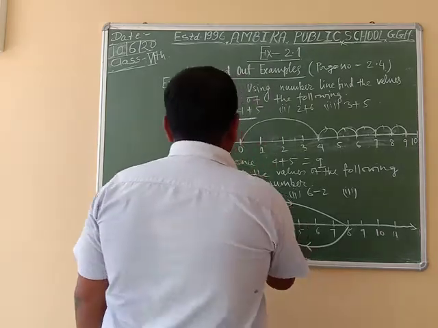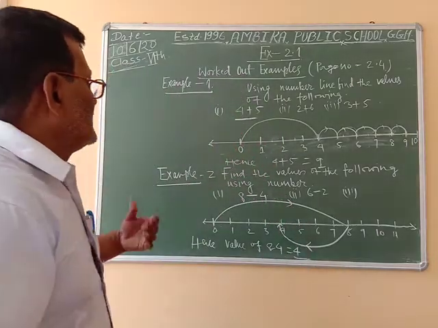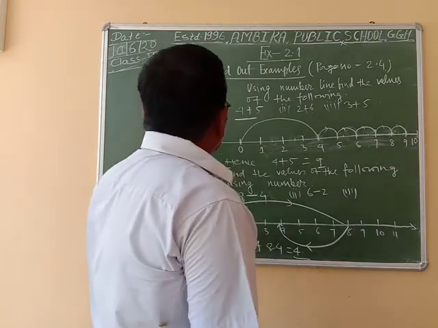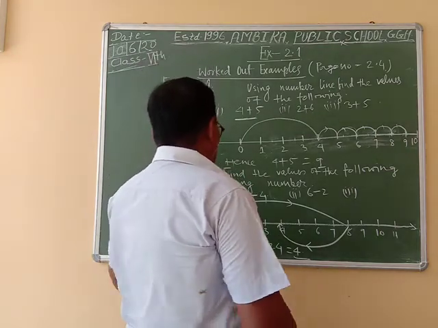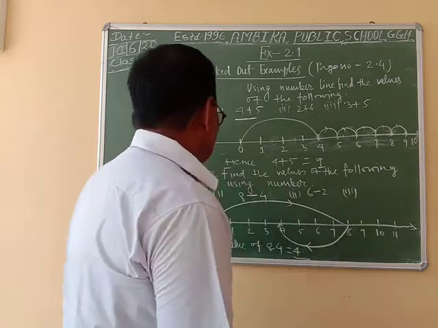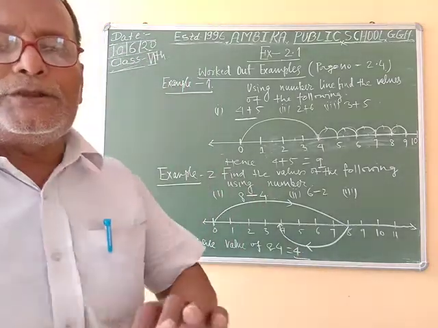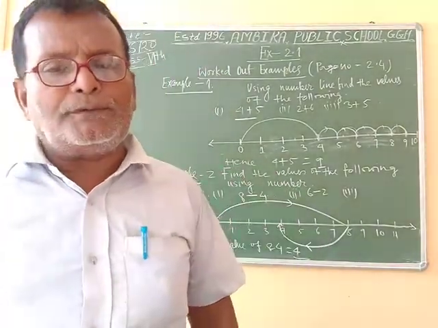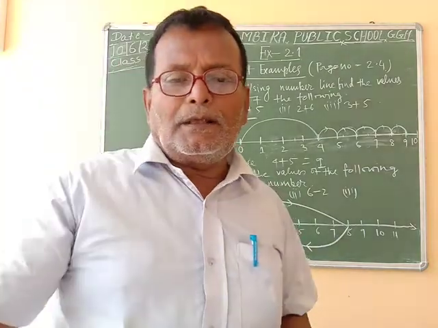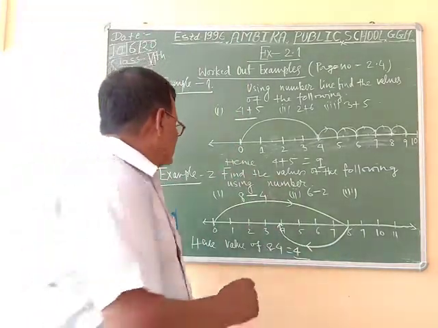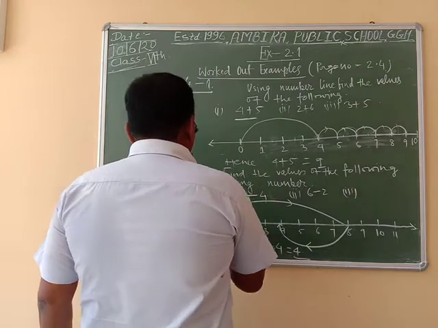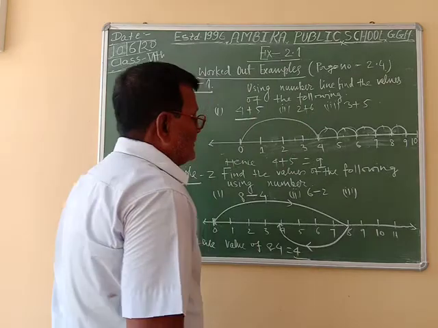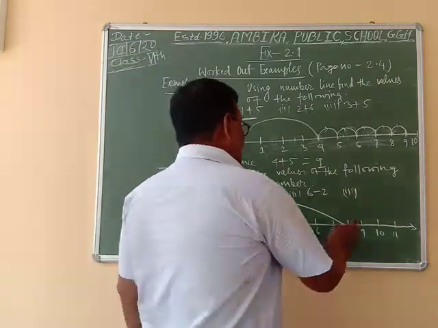In this method, you can add two numbers, three numbers, or you can subtract one number from another number using number line. And in example 3, 4, the multiplication is given. So in next class I will solve it.